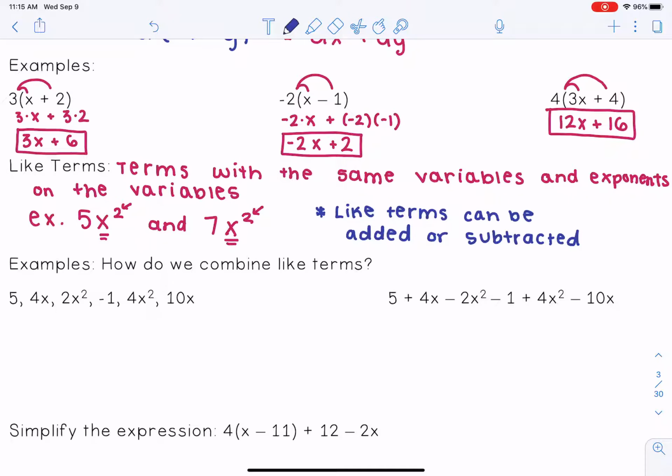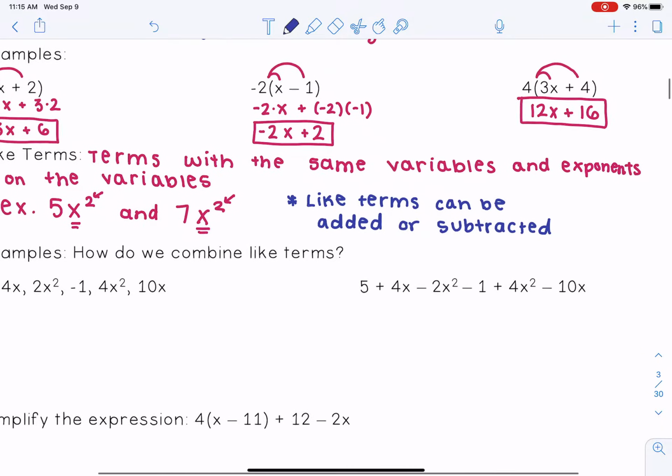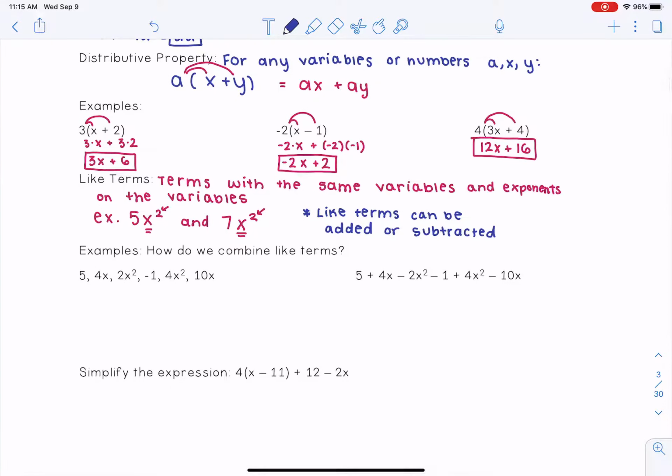So let's see what like terms we have in this first example. So I have this list. What terms are similar to 5? Well, I've got a 5. Every other term has a variable except for this one, the negative 1. So 5 and negative 1 are like terms. Then let's see, 4x. My exponent here is just 1. This has an exponent of 2, so that doesn't count. This has an exponent of 2, so that doesn't count. Oh, here's another 10x. And last up, this x squared term is my last like term.